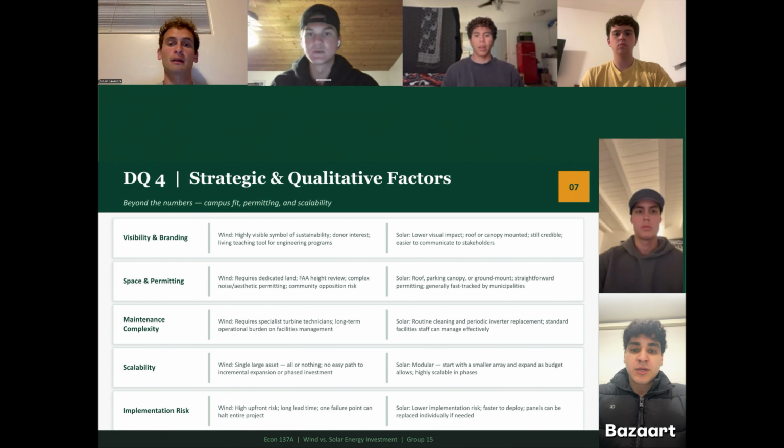On space and permitting, wind needs dedicated land and faces a longer, more complex approval process. Solar can go on existing structures and often gets fast-tracked by municipalities. On maintenance, wind needs specialist turbine technicians on an ongoing basis. Solar can be managed by a standard facilities team. On scalability, solar is modular. The university could start with a smaller array and expand in phases. Wind is an all-or-nothing single asset.